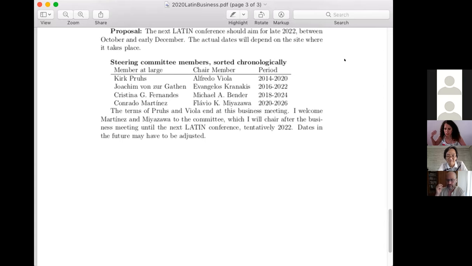It was supposed to finish in 2020, but in fact it finishes when we finish this business meeting of the Latin 2020. And then the new members are Conrado Martinez, who already accepted, and who is the new member at large, and Flavio Miyazawa as one of the chairs of the conferences, and this is according to the bylaws of Latin. Does anyone have any comments, or maybe want to speak?